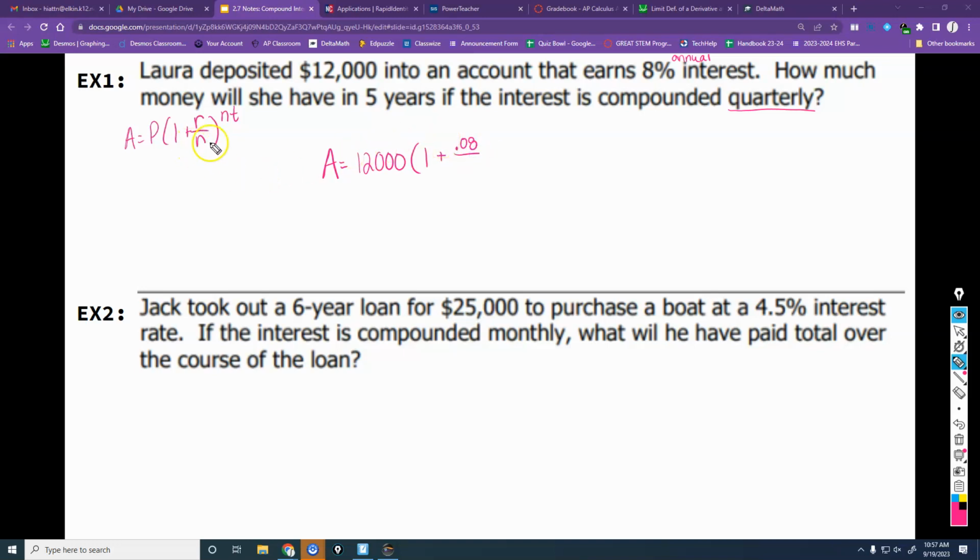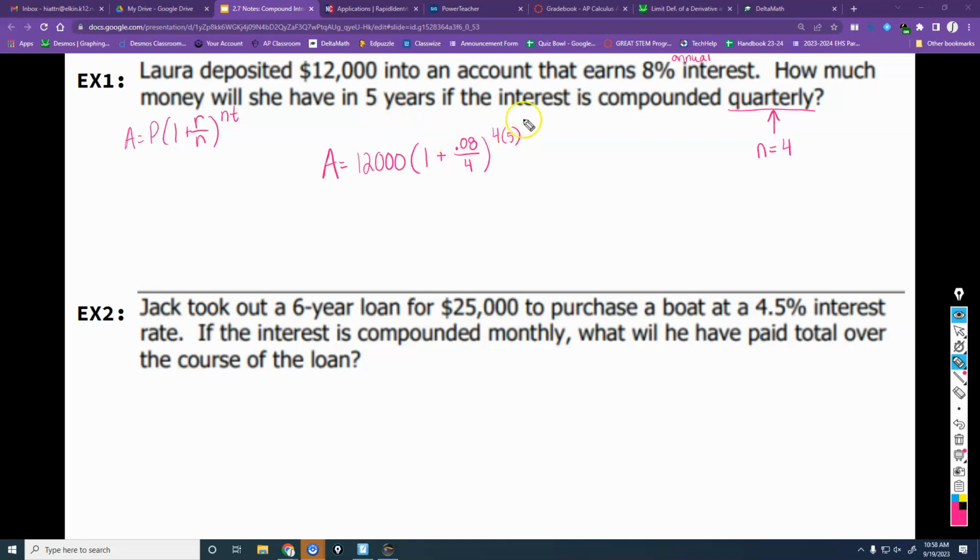Okay? Now, N is the number of times compounded per year. For quarterly, how many times is that per year? 4, right? 4 quarters in a year, each quarter of the grading period there. So that's 4. All right? And so then we've got N times T, so we've used the 4 again. And the time in this case is going to be 5, right? 5 years.